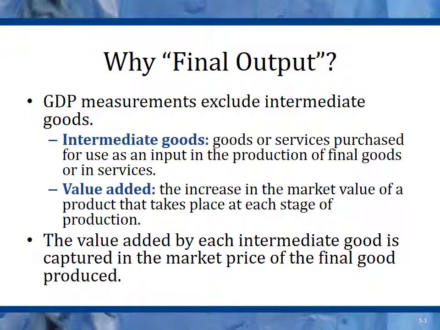Why final output? GDP measurement excludes intermediate goods. These are things that are used to make the final good. The value added is not included in GDP. The increase in market value of a product that takes place at each stage of production. So when you take a raw material and at each stage of production you add value to it until you finally get your end product, only the end product is included in GDP.